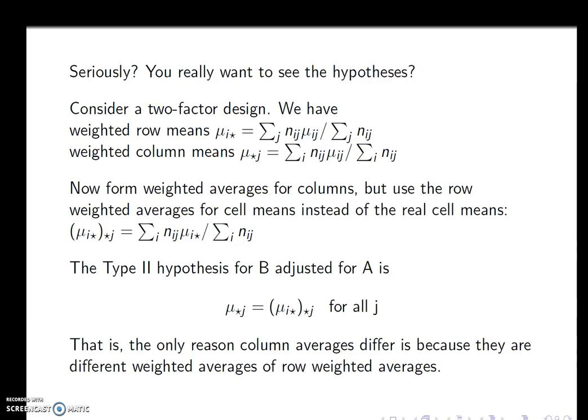So consider a two-factor design. Much like what we have in class, our weighted row means are the following. So notice these Nij's do not have to be equivalent. We're allowing unbalanced data here. Similarly, these Nij's do not need to be equivalent. They can be unbalanced. Now we can form the weighted averages for columns, but use your row weighted averages for the cell means instead of the real cell means.